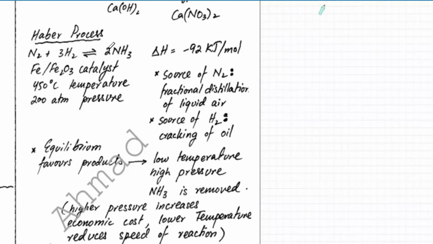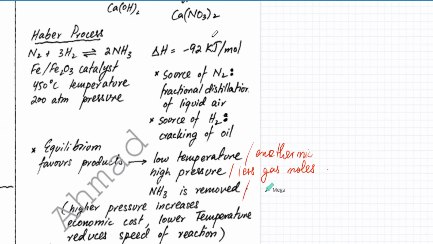A lot of questions on the Haber process are about equilibrium. So remember, equilibrium favors the products at low temperature. It's an exothermic reaction, so whenever you have an exothermic reaction, low temperatures are going to favor the forward reaction. High pressures would favor the side with fewer gas moles. You can remember these were the rules of equilibrium. And when you remove NH3, the equilibrium would try to do the opposite and produce more NH3.